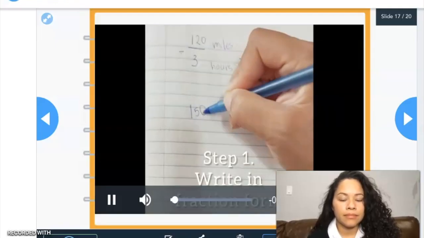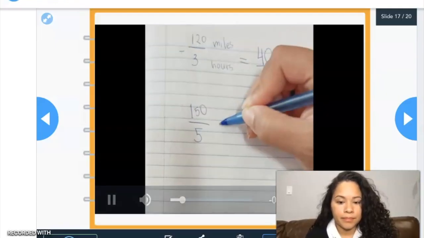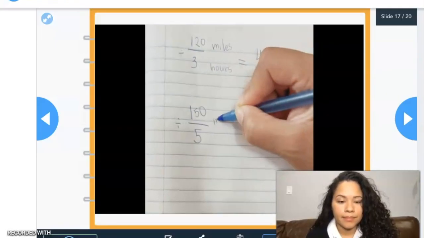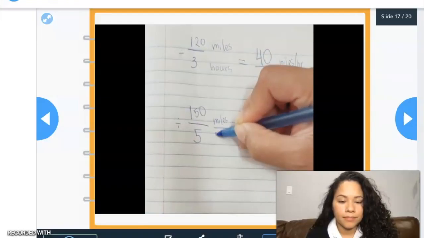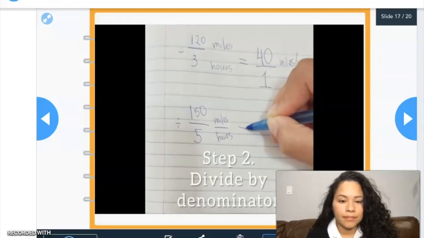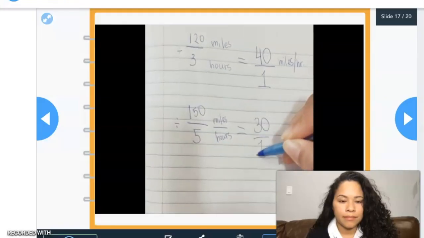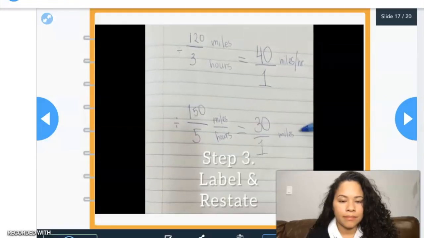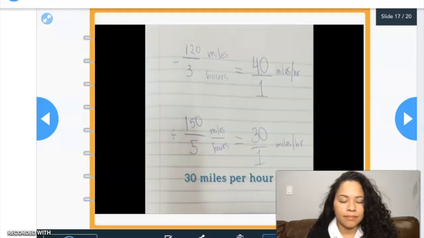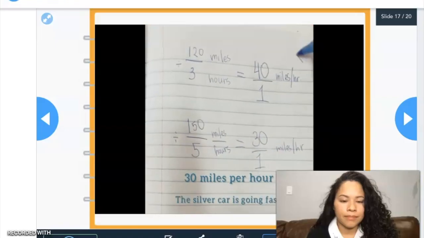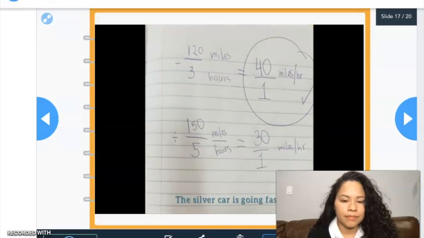Now we're going to do the same thing for the red car. We write it in fraction form, 150 miles over the span of 5 hours. Then we have to divide. 150 divided by 5 equals 30. 5 divided by 5 equals 1. Last step, we have to label and restate. Our answer is 30 miles per hour. This tells us that the silver car was driving faster.